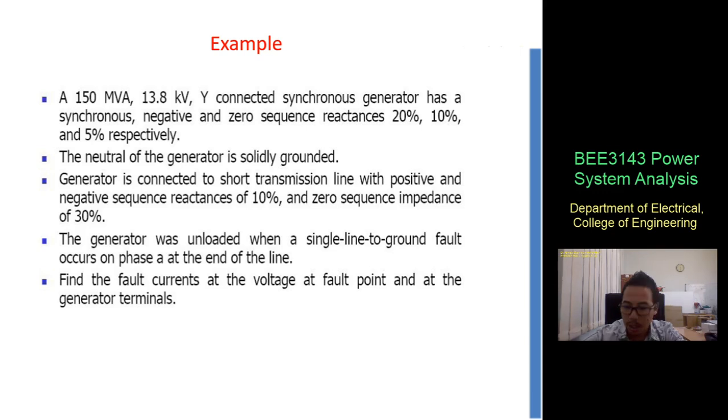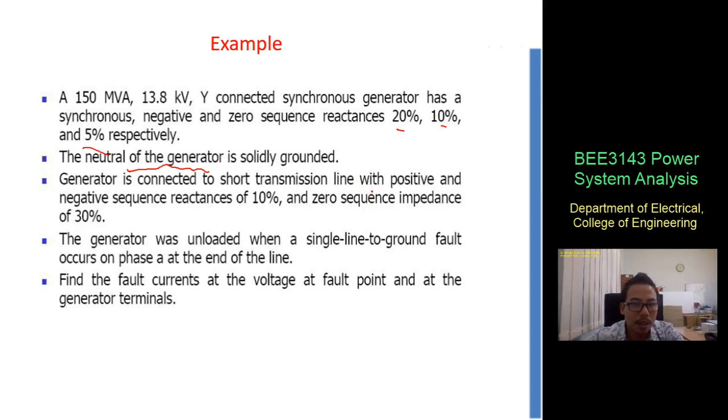Okay, so let's go for the example. A 150 MVA, 13.8 kilovolt, Y-connected synchronous generator has synchronous, negative, and zero sequence reactances of 50%, 10%, and 5%. The neutral of the generator is solidly grounded, which is the single line to ground case. The generator is connected to a short transmission line with positive and negative sequence reactances of 10%, and a zero sequence impedance of 30%.